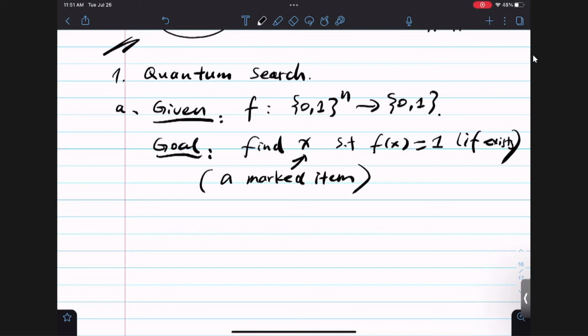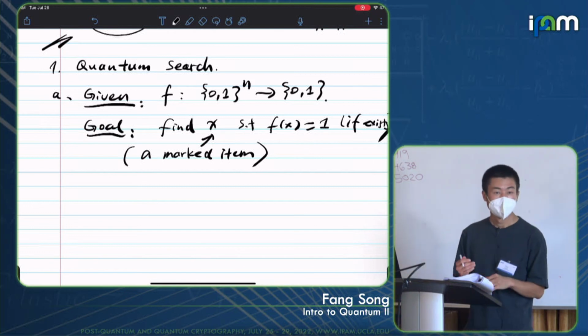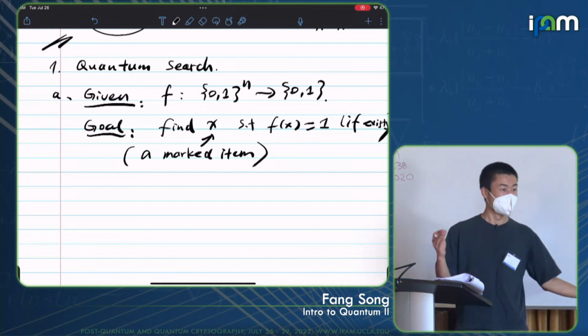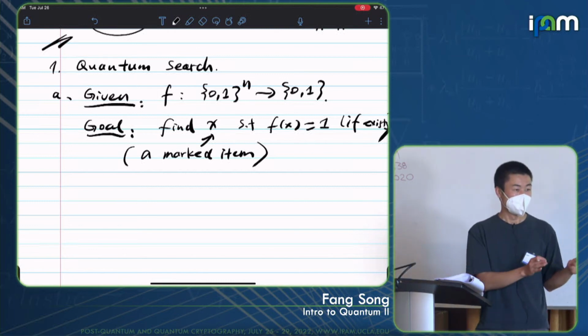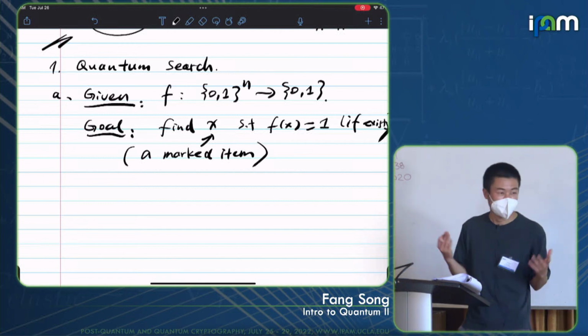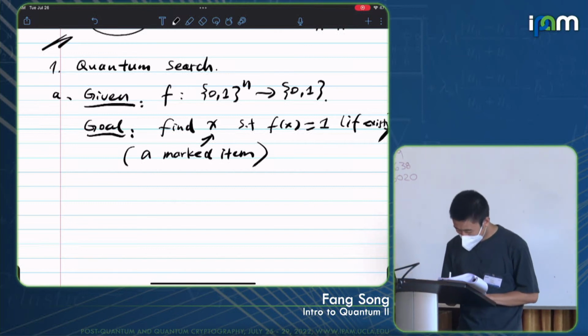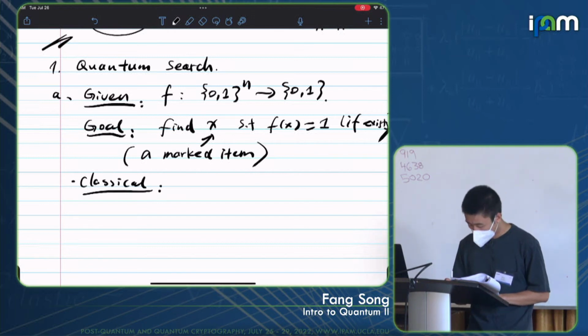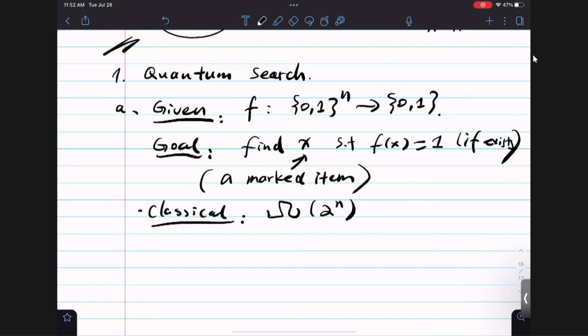Now, if you think about it, classically, how many queries do you need in order to solve this problem in the worst case scenario? N-1. Or rather, you have to query everything to be certain that there's no marked item, if that's the case. So classically, we basically need to query the entire domain, so that's 2 to the n.